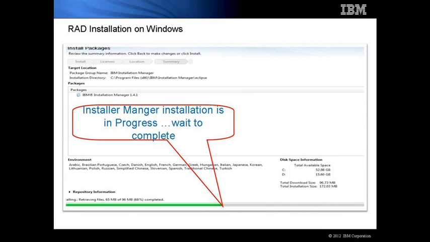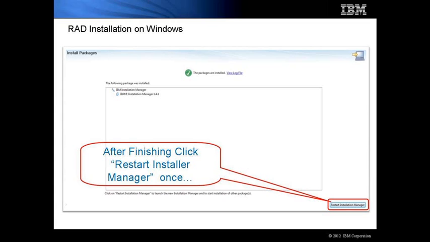Now it will take approximately 1 or 2 minutes to install the Installation Manager, so we need to wait until it is installed. Once the Installation Manager is installed, we have this sign available that indicates it has been installed successfully. After that we need to install our main tool, RAD 7.5.